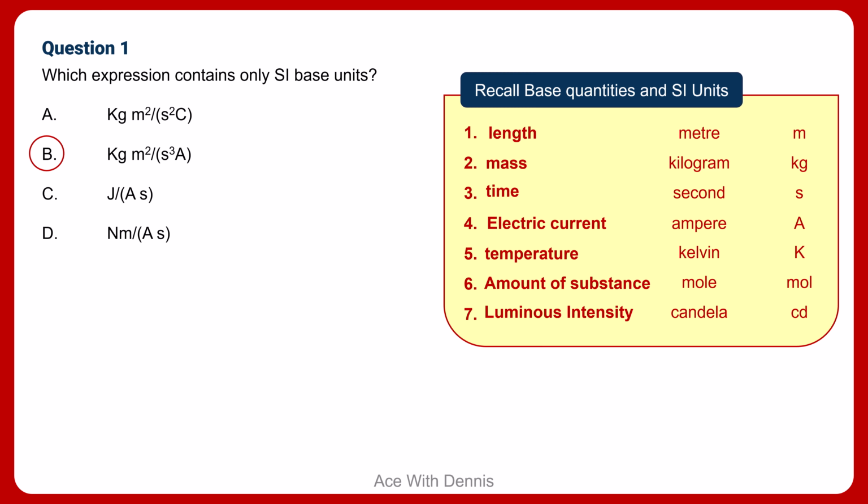From these 4 options, in option A, C is coulomb, which is used to measure electric charge. For C, joule is used to measure energy. And for D, newton is used to measure force. These units are not base units. Hence, the answer is B, kg m² per s³ A.